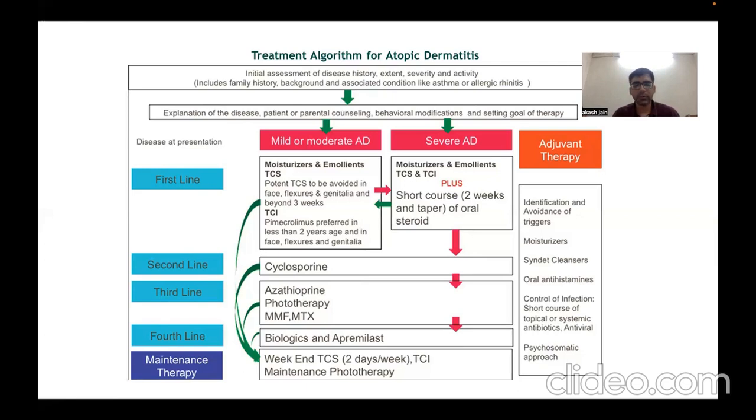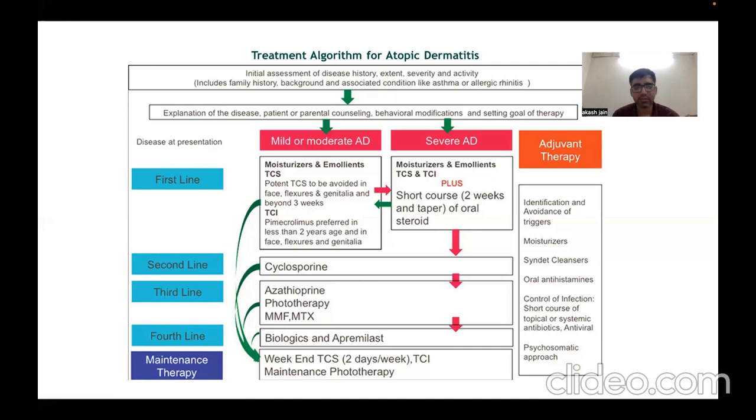Cyclosporin is an immunomodulator drug. In children, mainly it will be used in a solution or liquid form. So, according to the weight and the severity of the patient, cyclosporin can be used. If the patient is not relieved on cyclosporin, then the third line therapy in atopic dermatitis includes azathioprine, light therapy or phototherapy in the form of UVB radiation, mycophenolate mofetil or methotrexate.